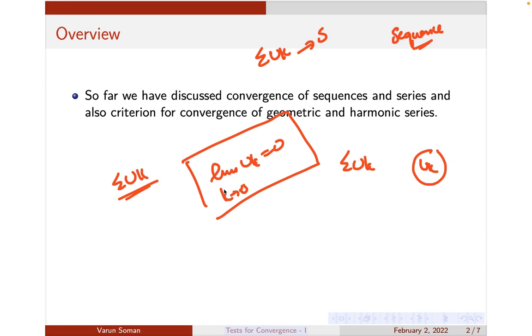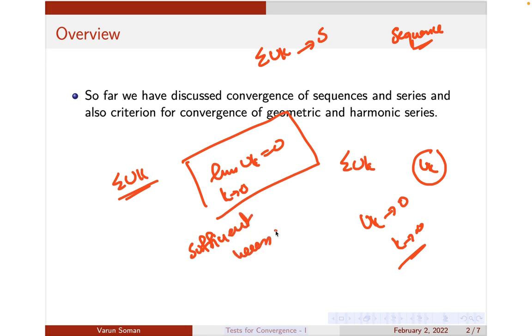One important criterion for a series to be convergent is that the kth term should go to zero. So uk should go to zero when k goes to infinity. That is one important test. Let me emphasize one more thing: this is not a sufficient condition, it is a necessary condition.